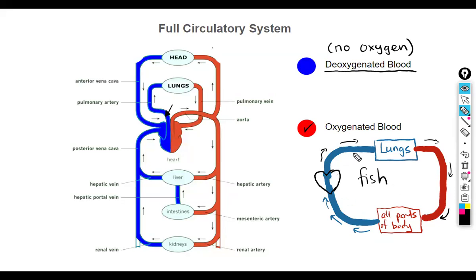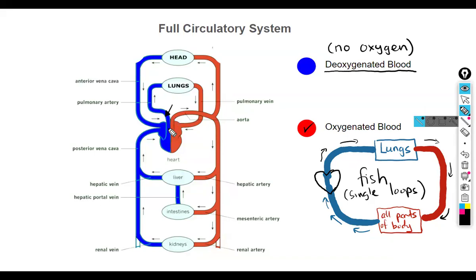You all notice it has one loop. Look at it. It only has one loop. So you call this a single loop. So fish have a single loop system for delivering oxygenated blood around the body. And it's simple. But human beings don't have a simple system like that. And I'm going to leave this here so you can compare it.